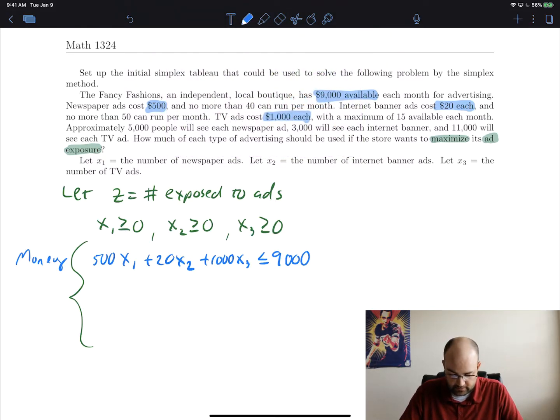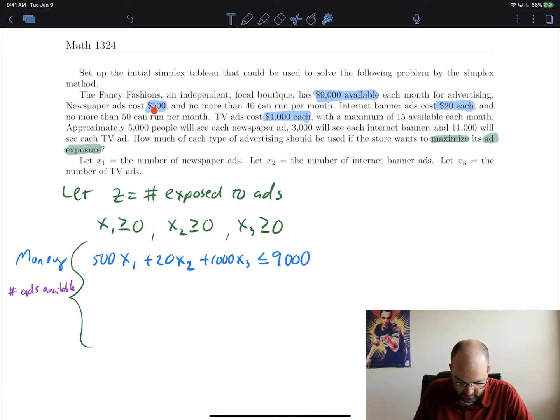The next limiting factor is that we have a certain amount of time and space, so I'm going to say number of ads that are available. Notice that newspaper ads cost $500, but no more than 40 can run per month. So that means that x1 must be less than or equal to 40.